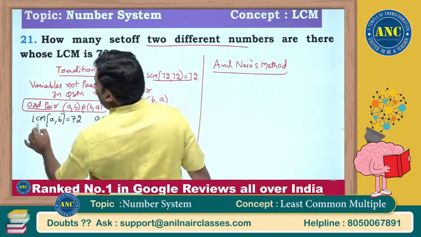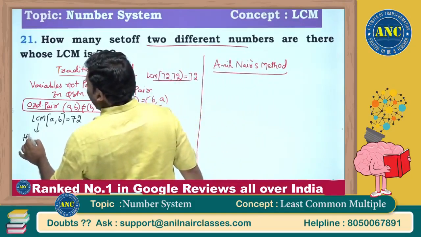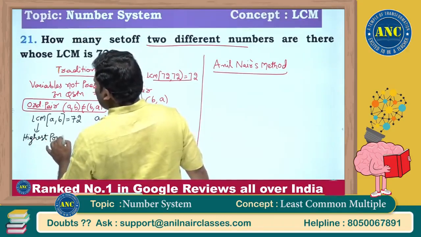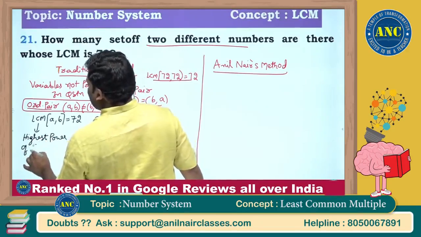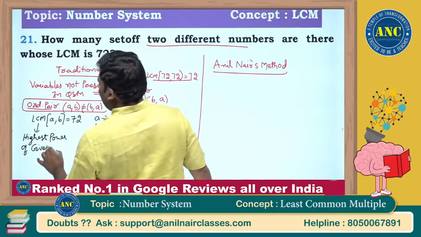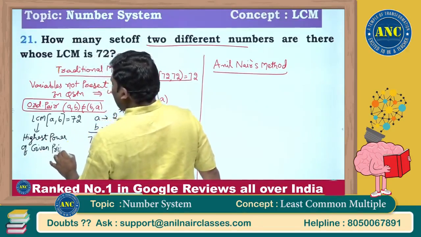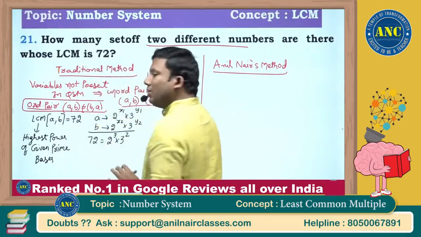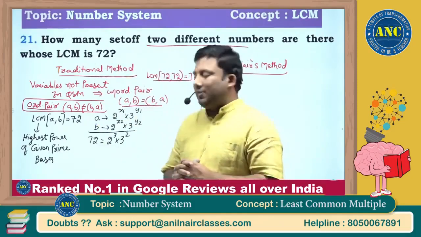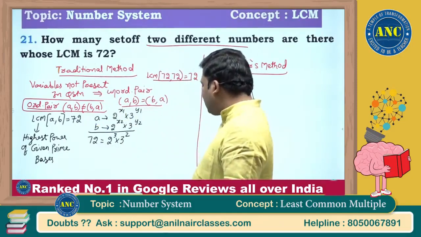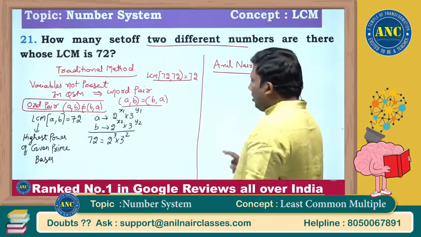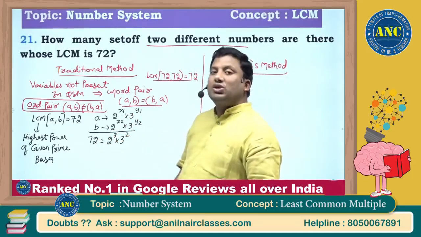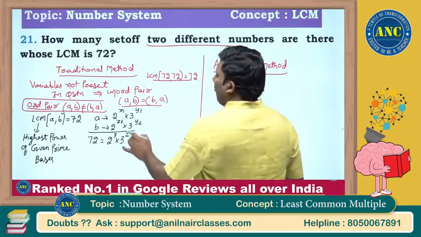What is the definition of LCM? LCM is defined as the highest power of the given prime bases. This is the definition of LCM, and we will use it to calculate this answer. Listen carefully, sir. A we don't know, B we don't know, but 72 is 2 power 3 into 3 square.